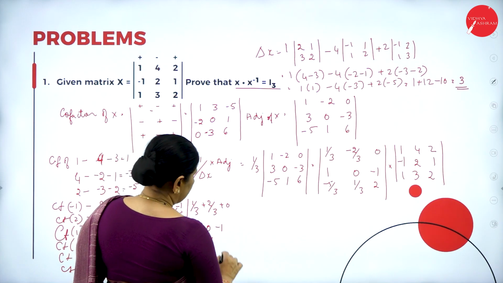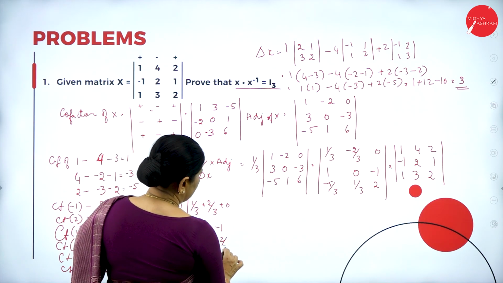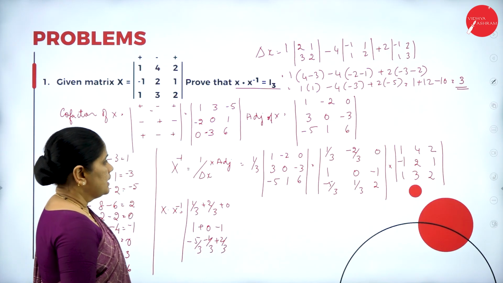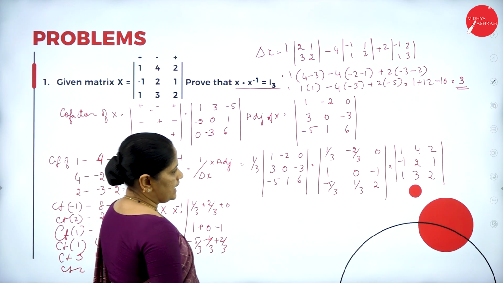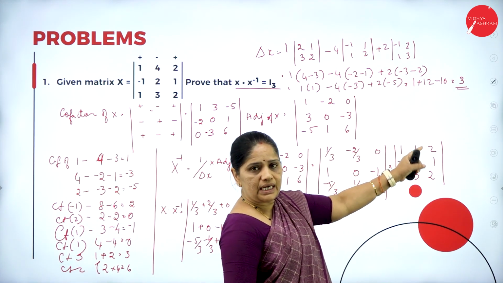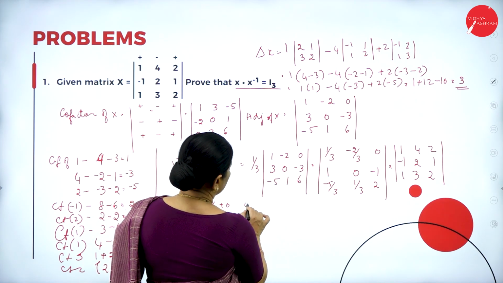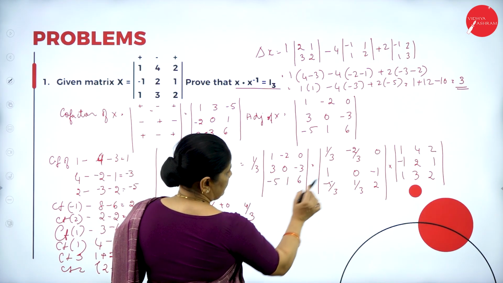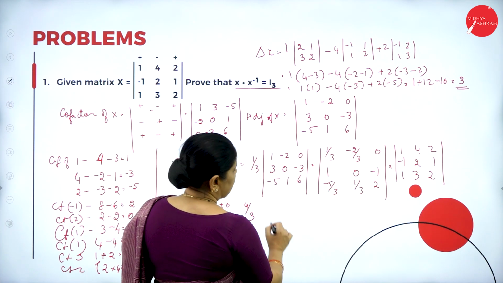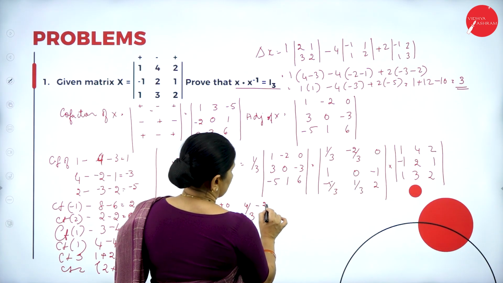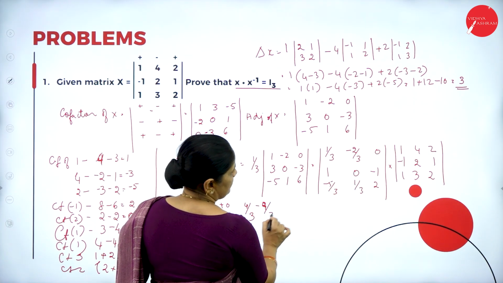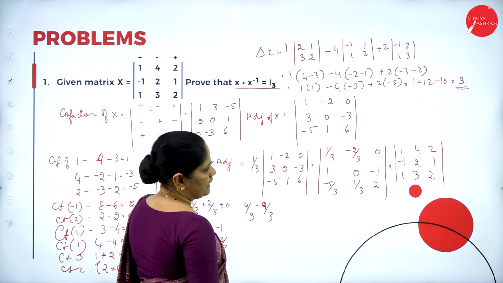Then 2 into 1 is 2 by 3. Yes. Now the next step is again the first row into the second column. 1 by 3 into 4, that will be 4 by 3. Minus 2 by 3 into 2, minus 4 by 3. 2 into 2 is 4 by 3.